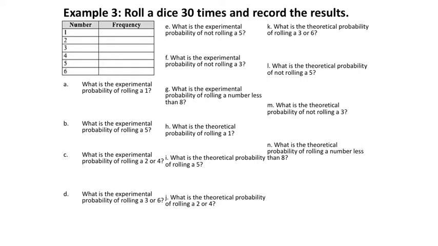So roll the dice 30 times and record the results. We're not actually going to roll the dice, so we're not performing the experiment, which means we're not going to be solving for any of the experimental probabilities. However, one thing you'll want to remember on the experimental probabilities, like part A here says, what is the experimental probability of rolling a 1? Since it tells us to roll the dice 30 times, it's always going to be out of 30 like this. And that would be true for B and C and D and E and F and G. Yep, all those would be out of 30, okay?